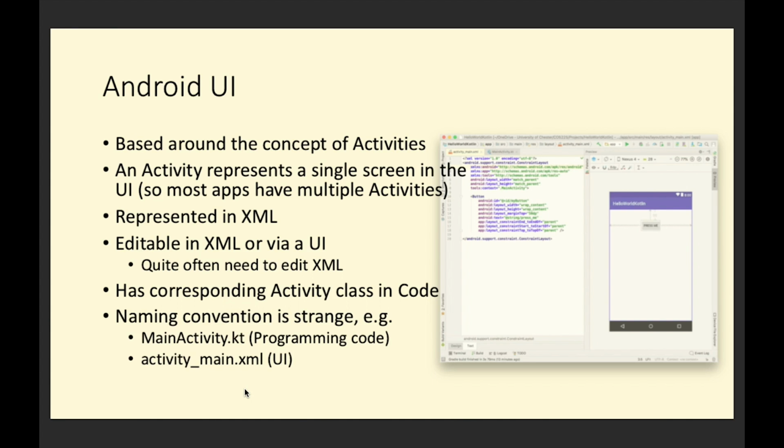And then we've got that corresponding activity class. And as I talked about the naming convention, it's a bit weird. We'd name the Kotlin file whatever the activity is called, and then the XML is named activity underscore, and then the various bits of the name of the activity we've given it in the Kotlin file.